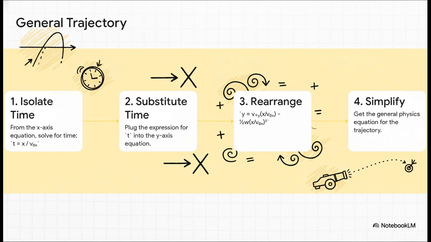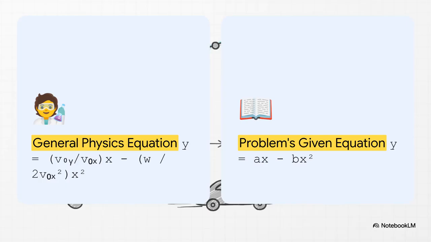First, we take that super simple x-axis equation and we just solve it for t. Then, we take that expression for t and we plug it right into our y-axis equation. After a little bit of algebra, we get a general physics equation that describes the trajectory, y, purely in terms of x. And boom! This is the aha moment. Just look at this. The general trajectory equation we just built from fundamental physics has the exact same structure as the equation given in the problem. They're both parabolas. They both have a term with just x and another term with x squared.